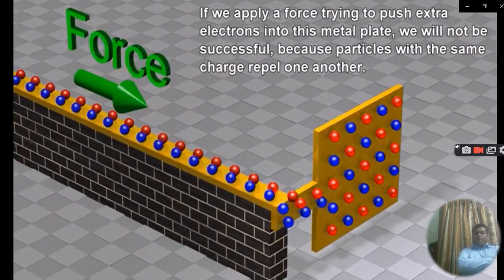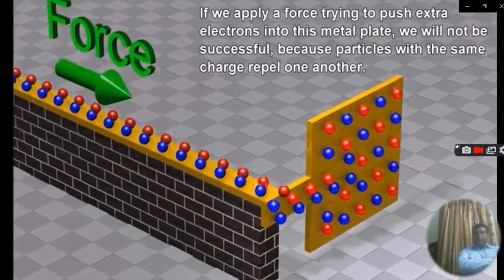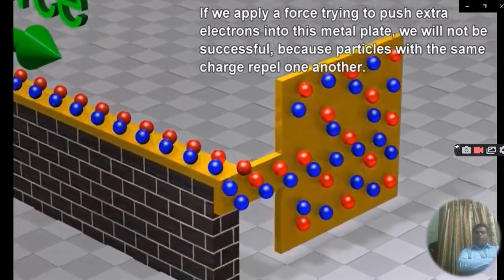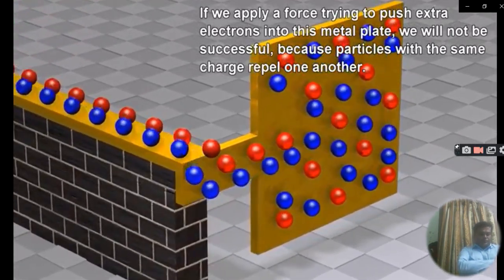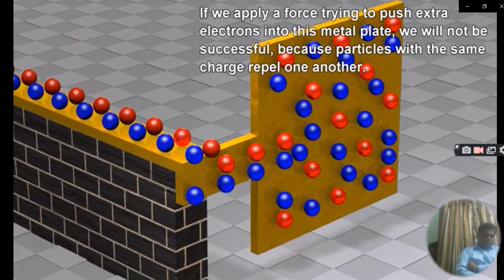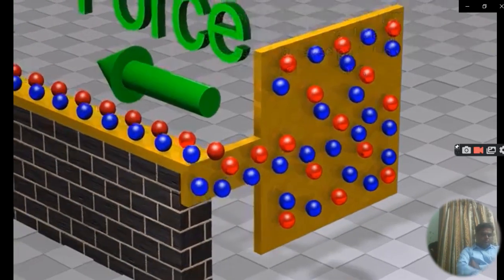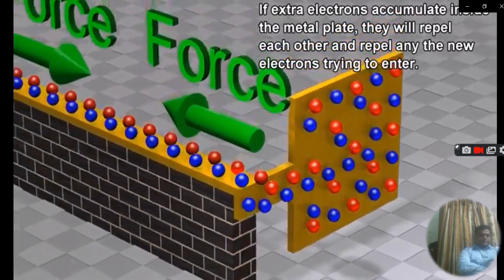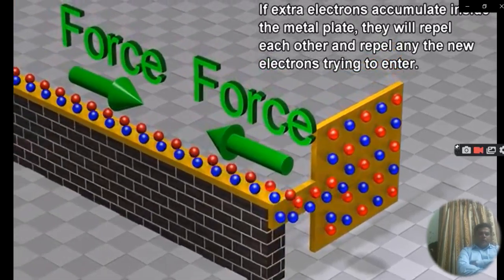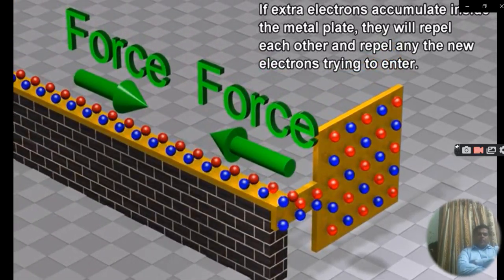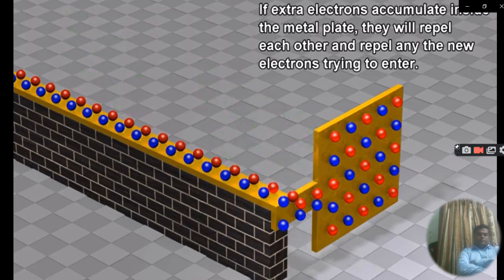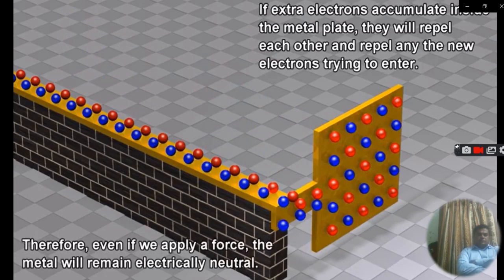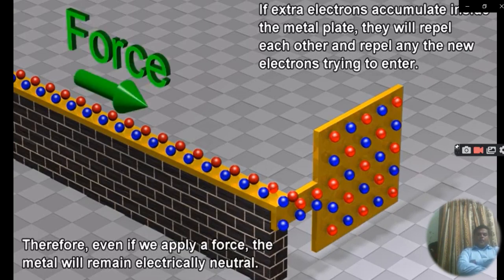If we apply a force trying to push extra electrons into this metal plate, we will not be successful, because particles with the same charge repel one another. If extra electrons accumulate inside the metal plate, they will repel each other and repel any of the new electrons trying to enter. Therefore, even if we apply a force, the metal will remain electrically neutral.